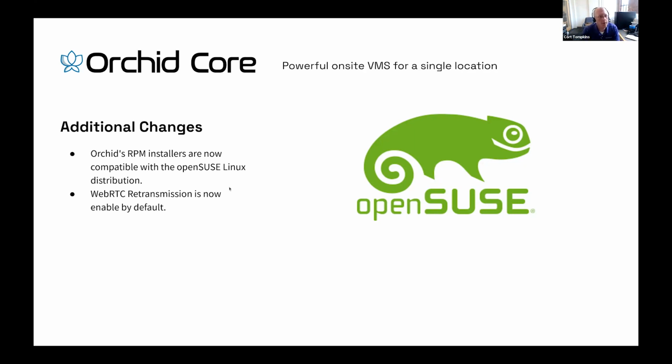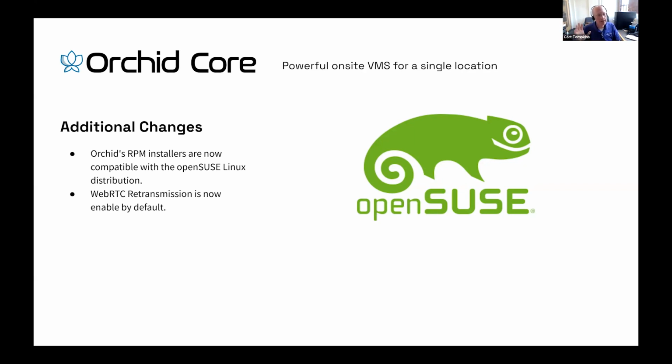Also new in Orchid 23.6 is WebRTC retransmission is now enabled by default. So that was a new feature that we added in the previous version of Orchid, version 23.3. Anytime we're adding a new feature that interacts with the way that video is saved or streamed, we like to introduce that feature disabled by default because retention of video and video integrity is kind of the most important thing we do at IP Configure.